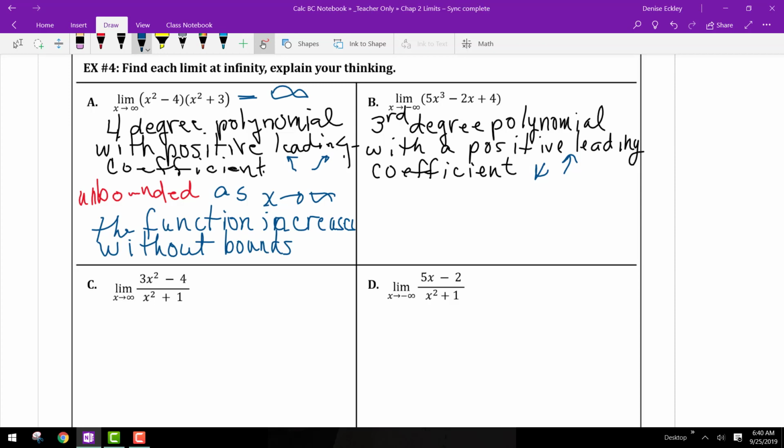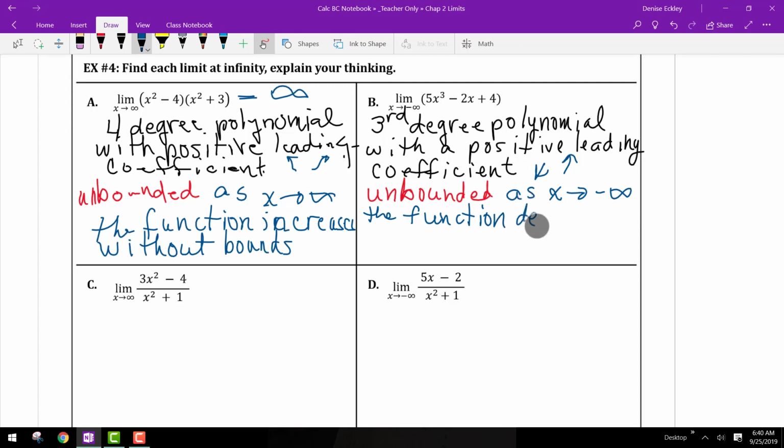Again, this will be unbounded. So as x approaches negative infinity, the function decreases without bounds. So that means our limit is going to be negative infinity.